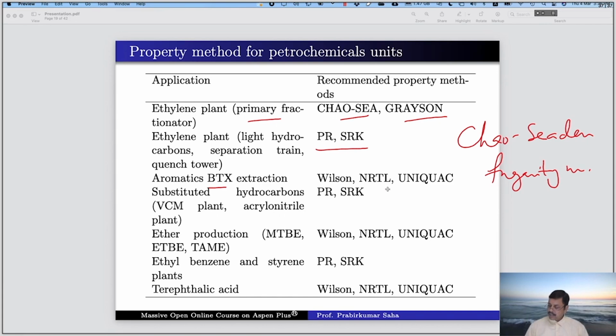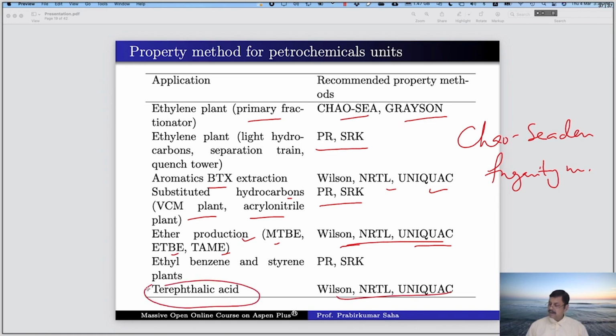For substituted hydrocarbons like VCM plant, acrylonitrile plant, we can again use Peng-Robinson and SRK. For ether production like methyl tert-butyl ether or ETBE or TAME, we can use Wilson, NRTL, UNIQUAC. The same models can be used for terephthalic acid. And for ethylbenzene and styrene plants, you can use Peng-Robinson and Redlich-Kwong methods.